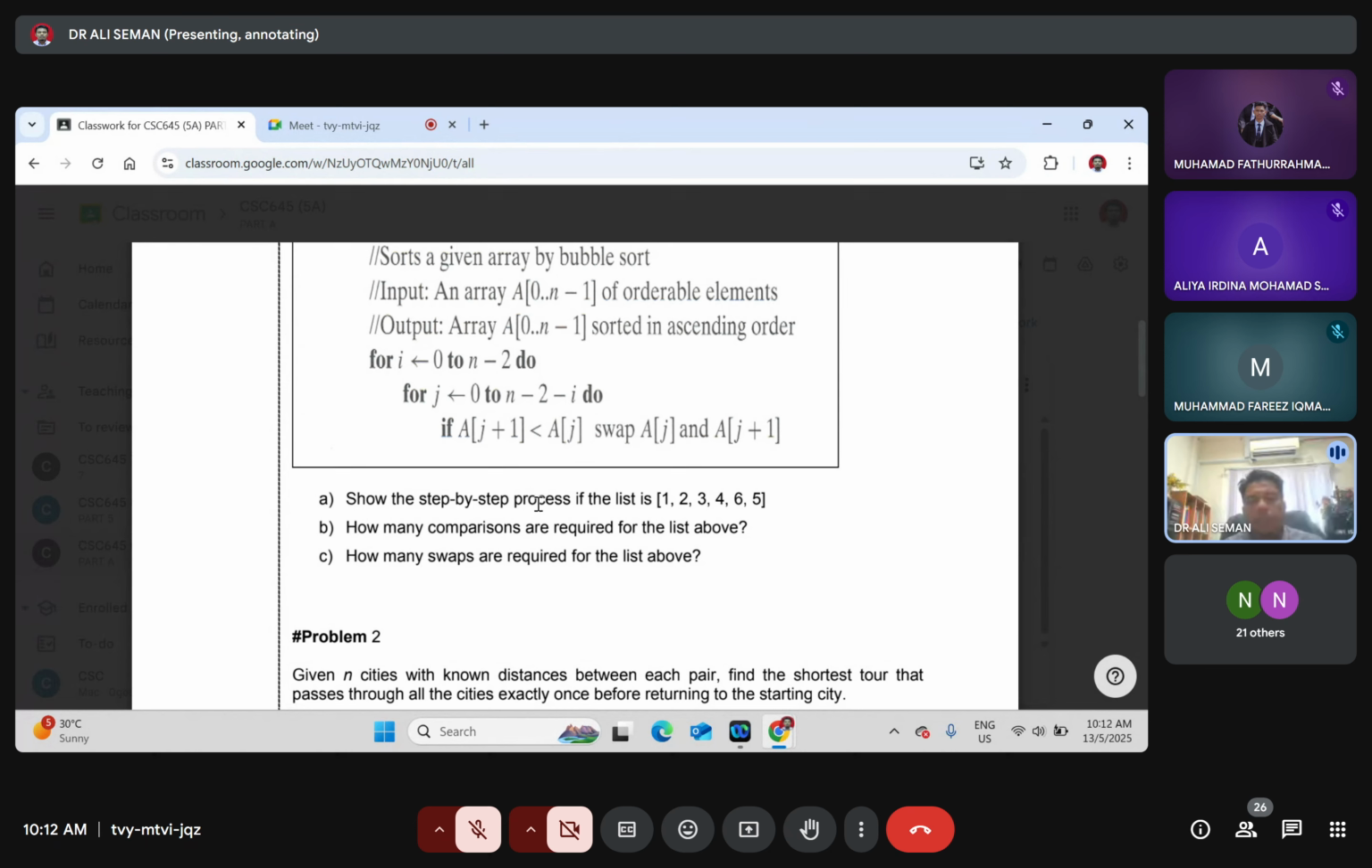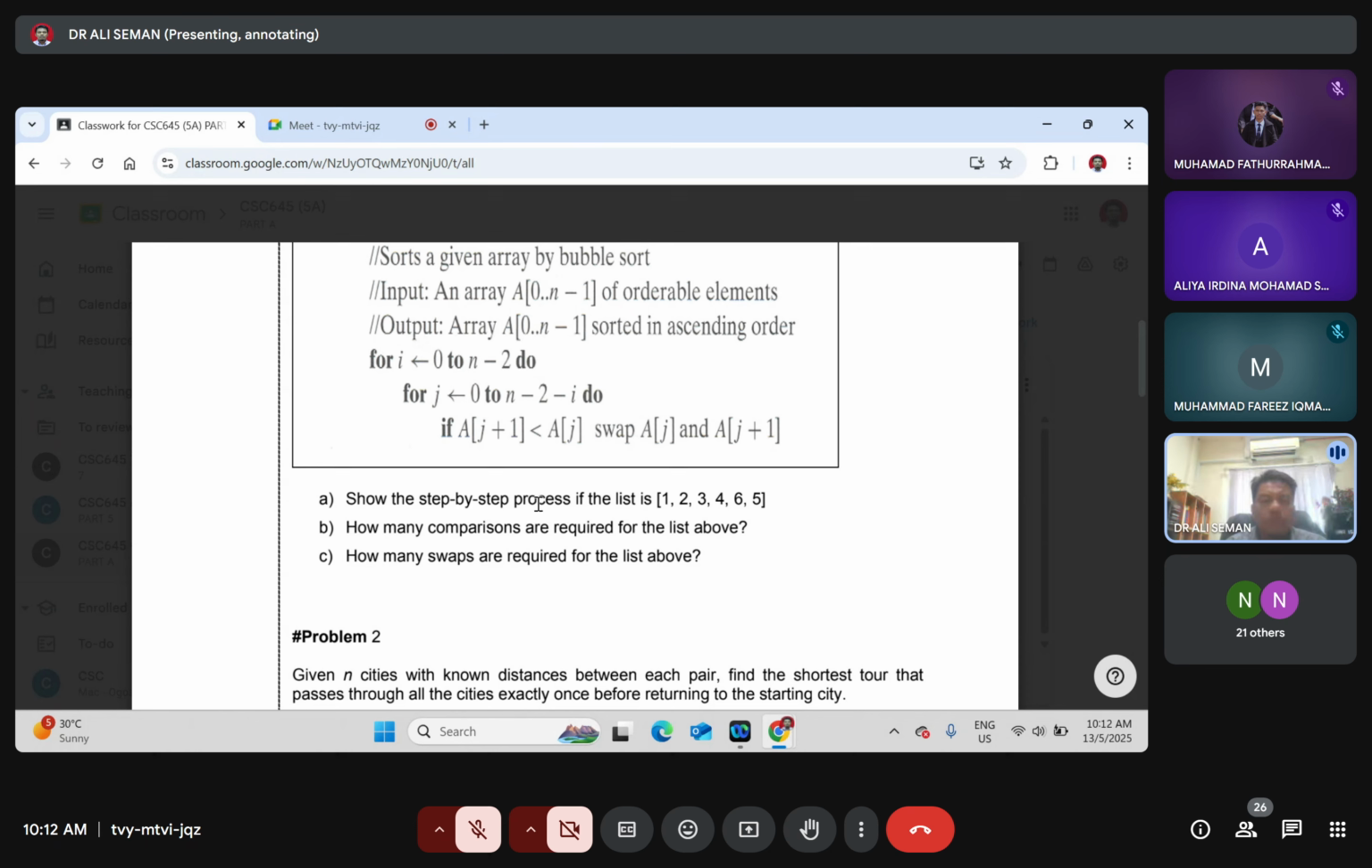If the list is 1, 2, 3, 4, 6, 5, based on this algorithm, we have to trace the algorithm and show the steps based on the steps given through the pseudocode.